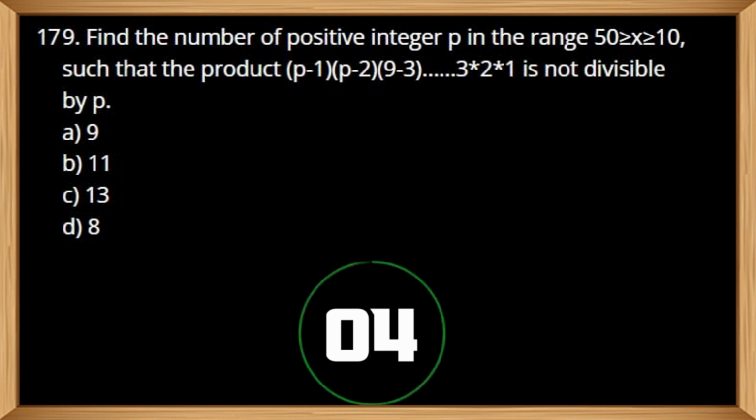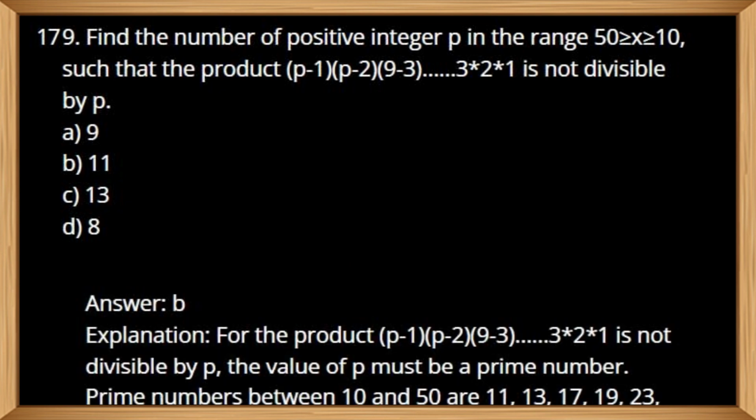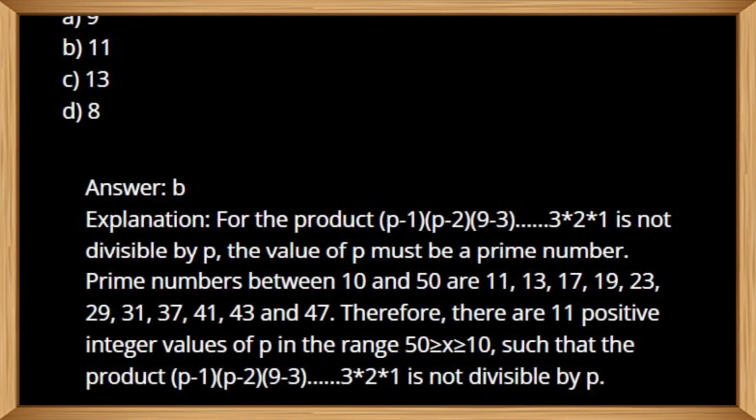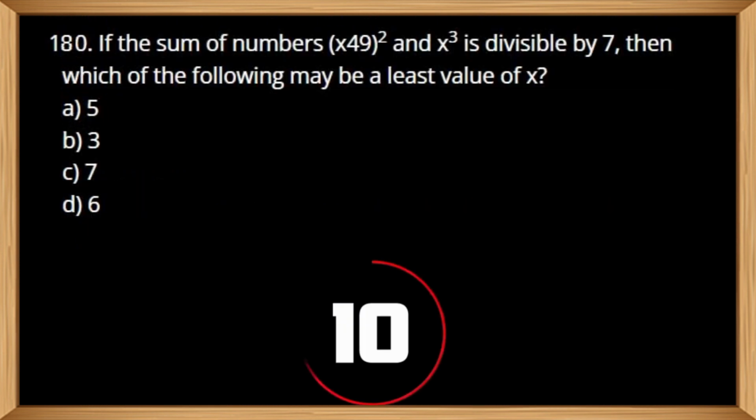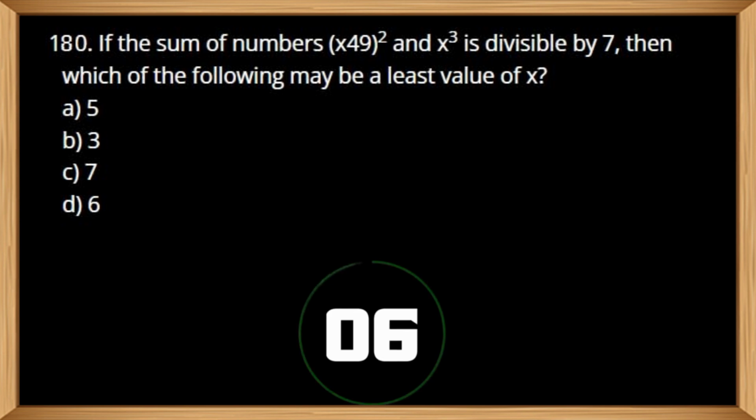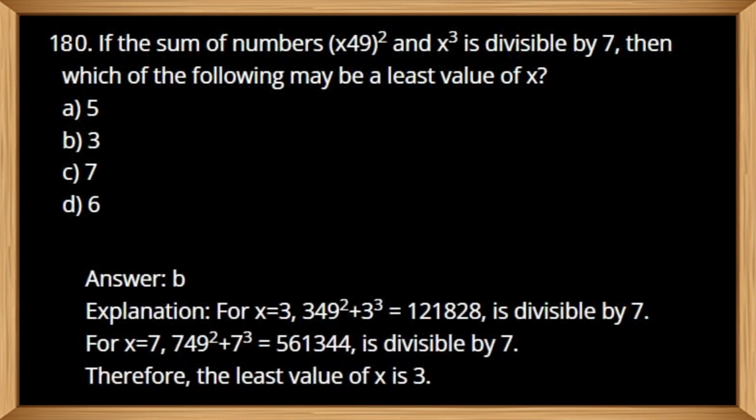Find the number of positive integers p in the range 50 to 100 such that the product p minus 1 into p minus 2 into p minus 3 up to 3 into 2 into 1 is not divisible by p. Option B 11. If the sum of numbers x49 square and xq is divisible by 7, then which of the following may be the least value of x? Option B 3.